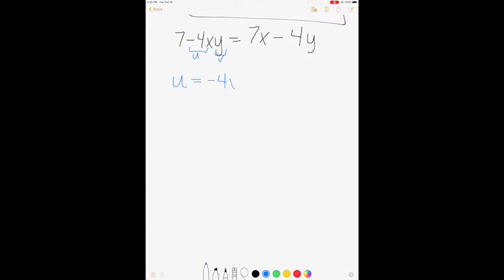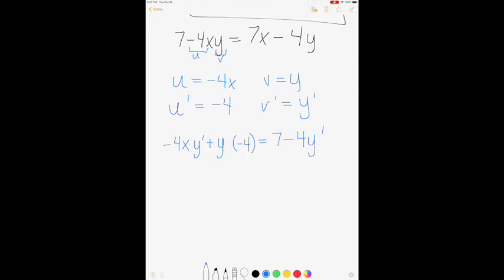So u is negative 4x. V is going to be y. The derivative of u will just be negative 4 since x is independent. And the derivative of v will be y prime since y is dependent. So I've got 0, and then the first times the derivative of the second, plus the second times the derivative of the first. And then the other side, the derivative of 7x is 7. And since y is the dependent, that'll be y prime.